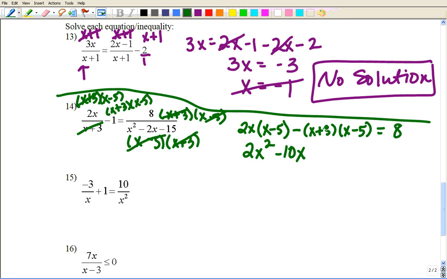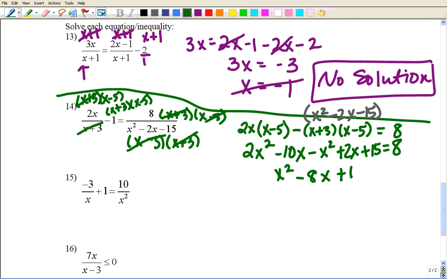This right here, if I multiply that out, I'll get x squared minus 2x minus 15, but then I'll need to distribute that negative. So if we distribute the negative, then we'll get a negative x squared plus 2x plus 15 equals 8. And if I collect all my like terms and get it on one side of the equal sign, I'll end up with x squared minus 8x plus 15, plus 15 equals 8, but then whenever I subtract it over, well, let's just keep going. Subtract the 8 over.